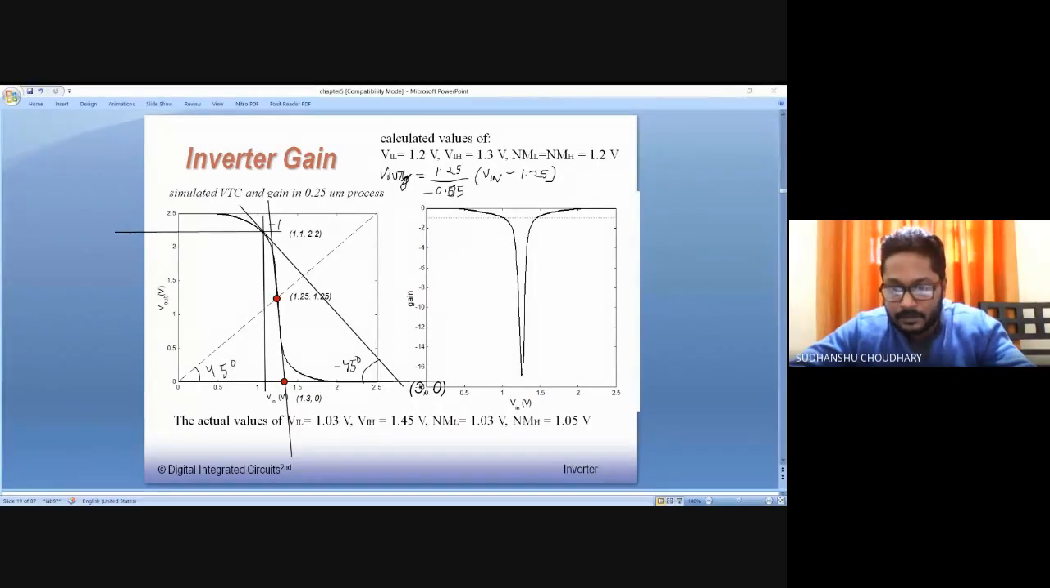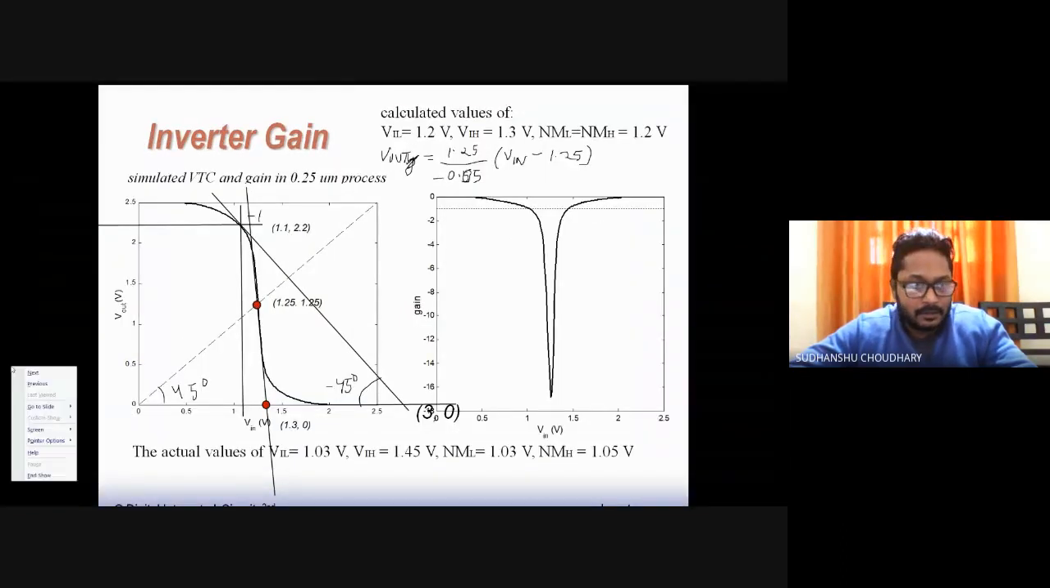Maybe. Yeah, correct. So if you do this, it will come somewhere around minus 86.5 degree. So this is not completely 90 degree. It will come somewhere around minus 86.5 degree. Right? So maybe I'll write here.